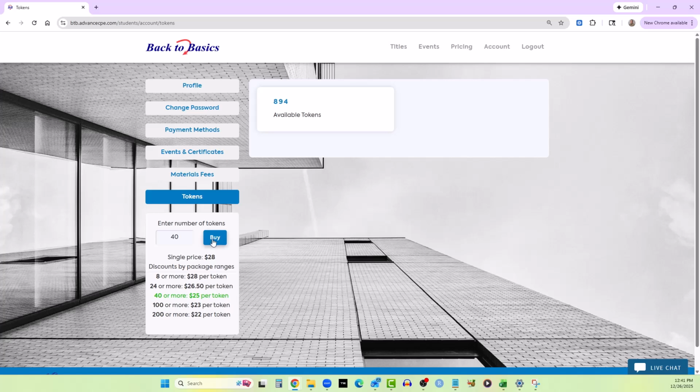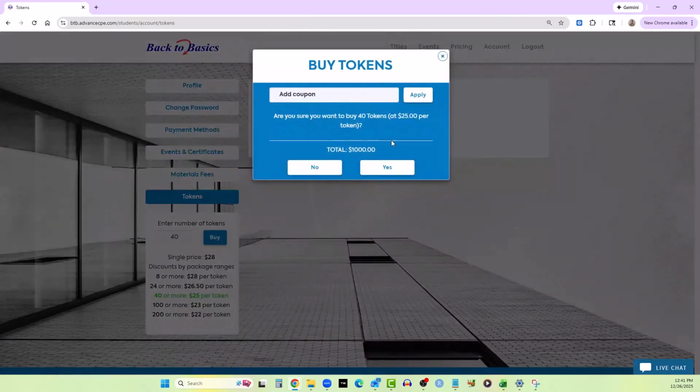At that point, if you're ready to purchase, click on buy. It does the calculation for you. That is what you'll be charged if you click yes.